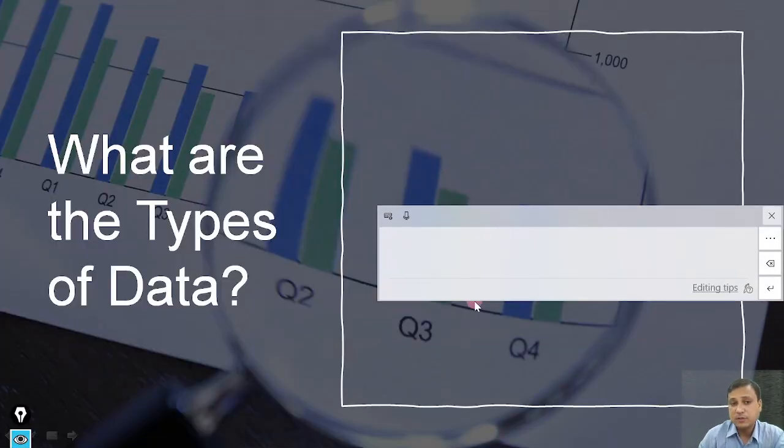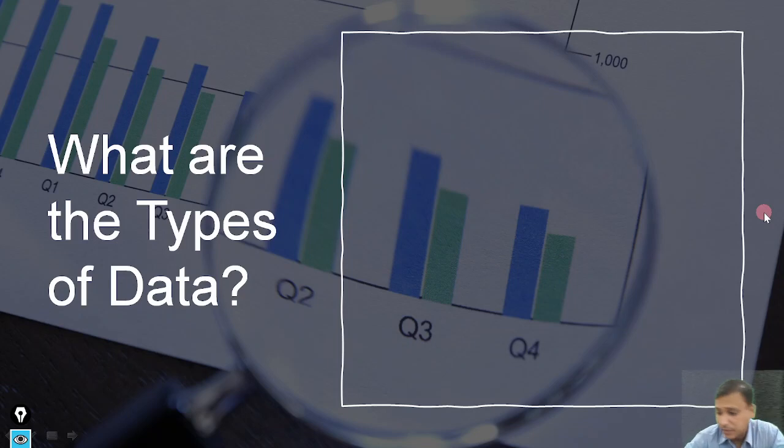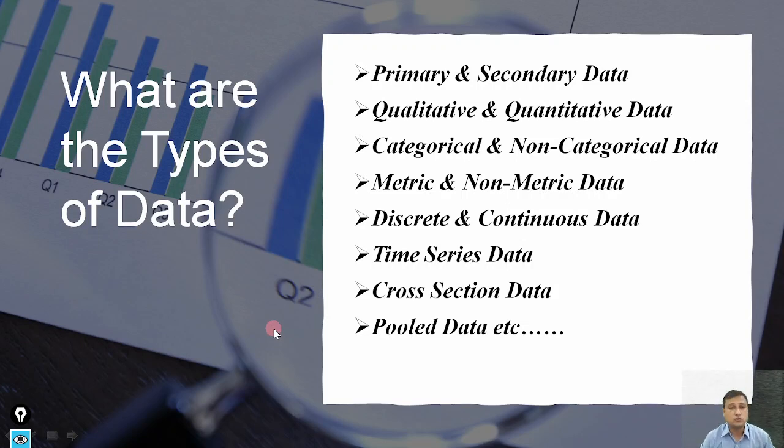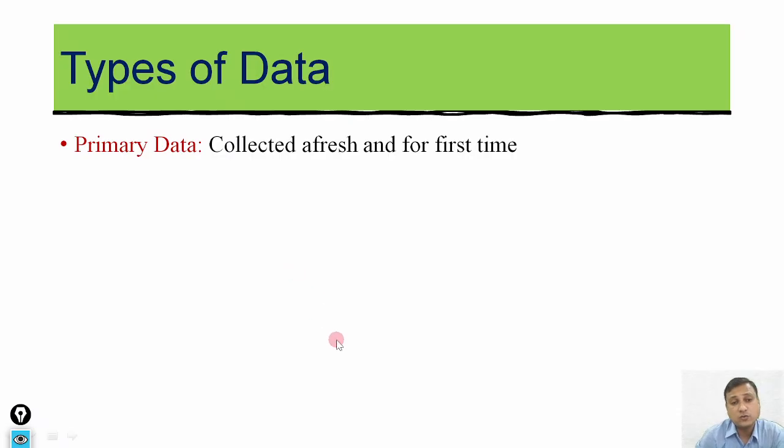What are the different types of the data? Just recall whatever types of data you are aware of. Again, if you go to different books, there are different titles, different types of the data mentioned in different groups. Here I have tried to summarize all those. They are primary and secondary data, qualitative and quantitative data, categorical, non-categorical, metric, non-metric, discrete, continuous, time series data, cross-section, pool data, etc. There are many. Now let me take you to the meaning of each of these.